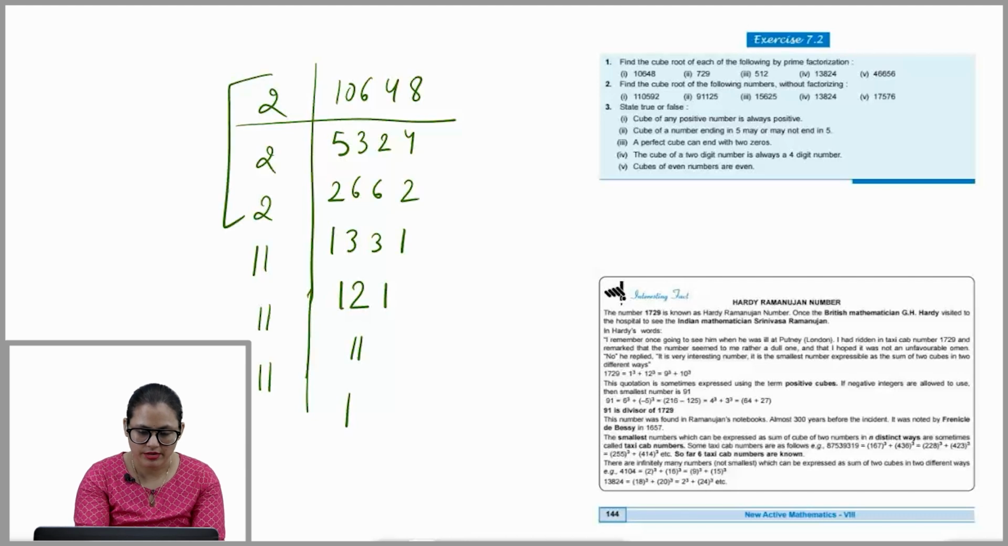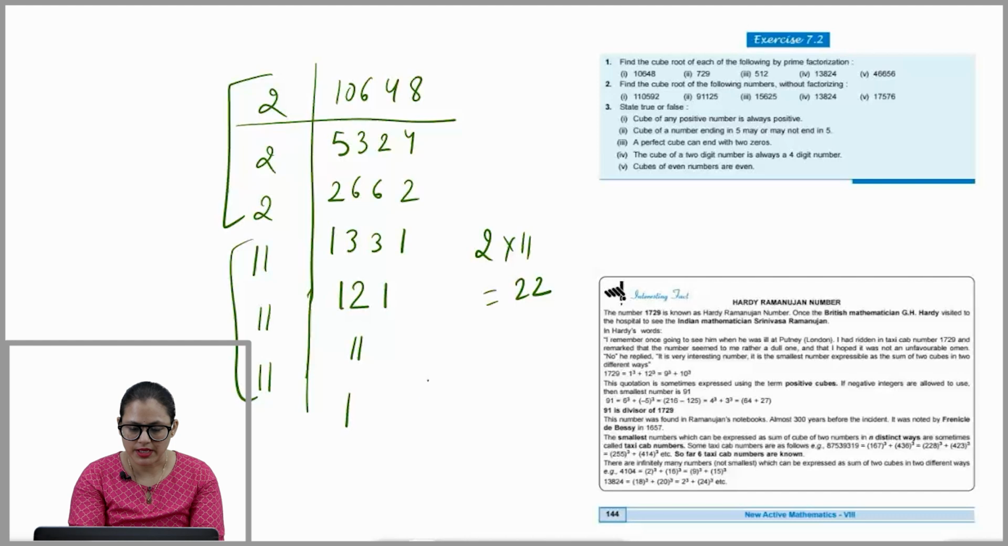So make the groups. 2 into 11 is 22. That means the cube root of this number is 22.